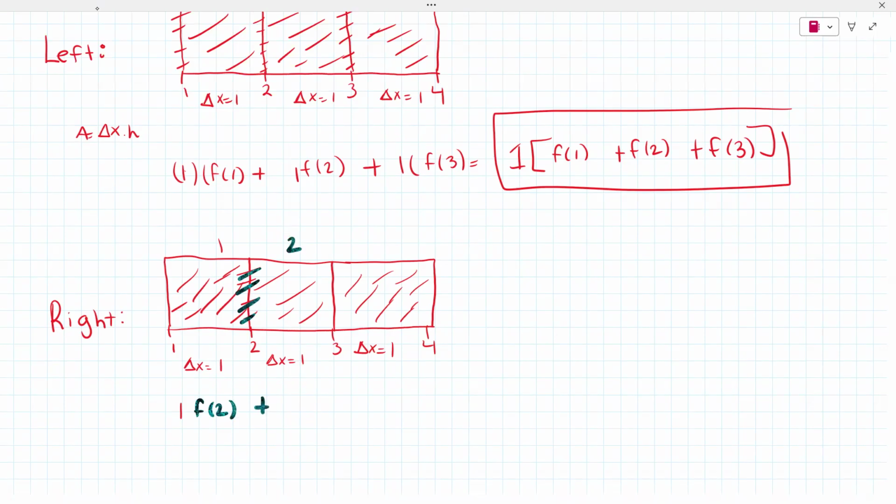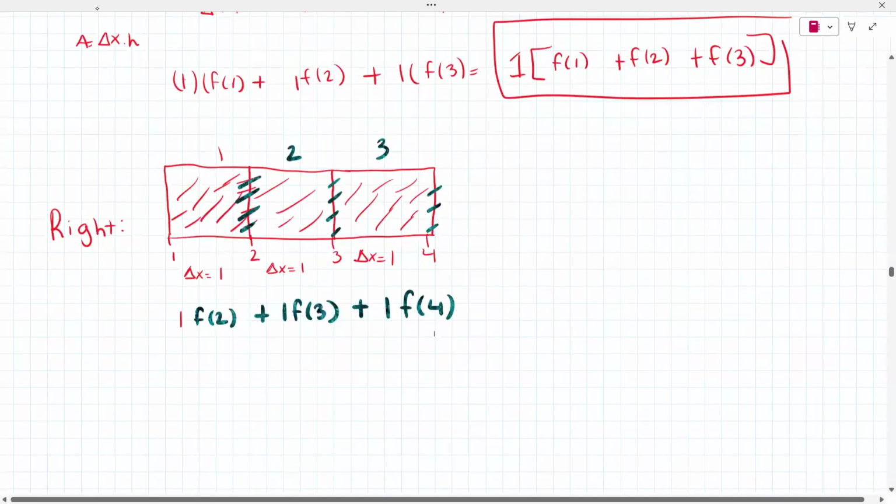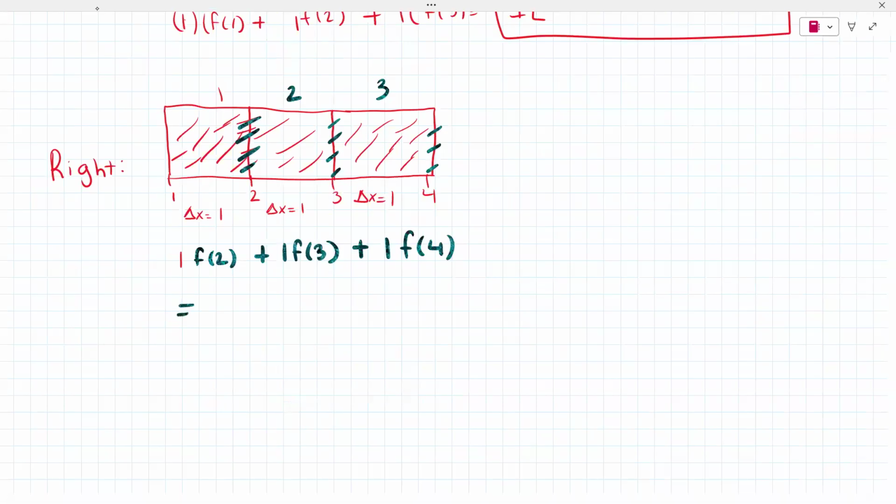Plus, if you look at the second box, my delta x from 2 to 3 is 1. And then if you look at the height, it would be f of 3. Plus, if you look at the third box, from 3 to 4, the delta x is 1, and then the height is f of 4. So what do they all have in common? They have a 1. So it's going to be 1 times f of 2 plus f of 3 plus f of 4.